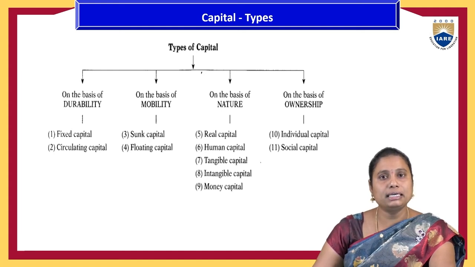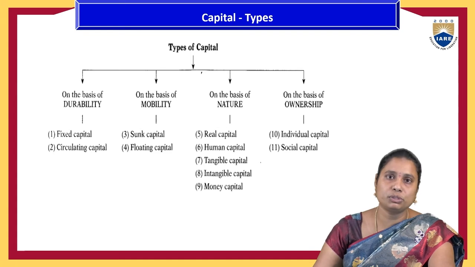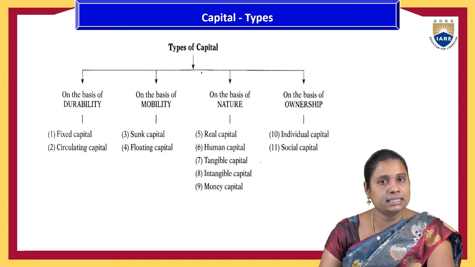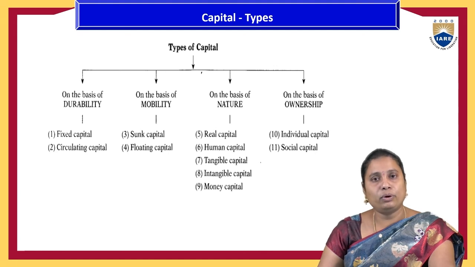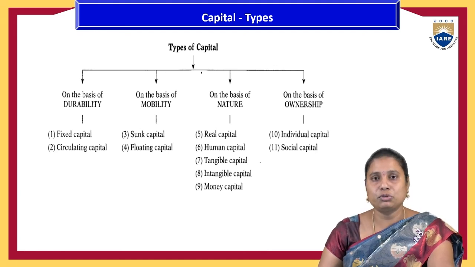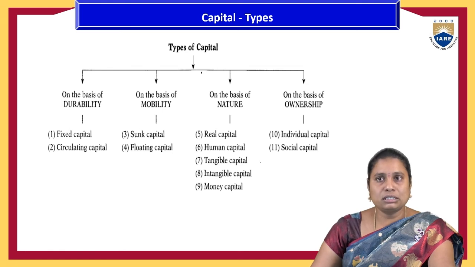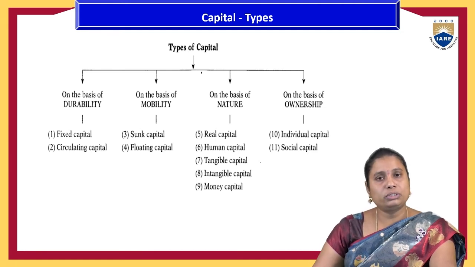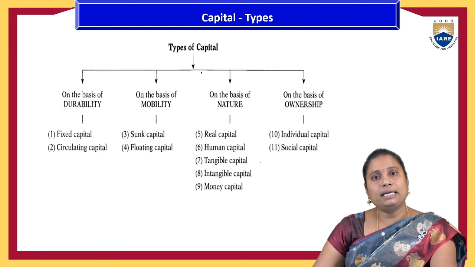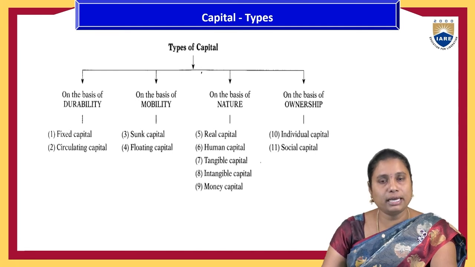The money or the assets invested into the business is called real capital. The human capital, like labor, employees, and brainstorming, which they have invested in the business, is called human capital. Tangible capital, which they can touch, that is machineries, lands, furniture, goods, etc., will be called tangible capital. And the intangible capital, like their patent rights, designing rights, copyrights, will be called intangible capital.